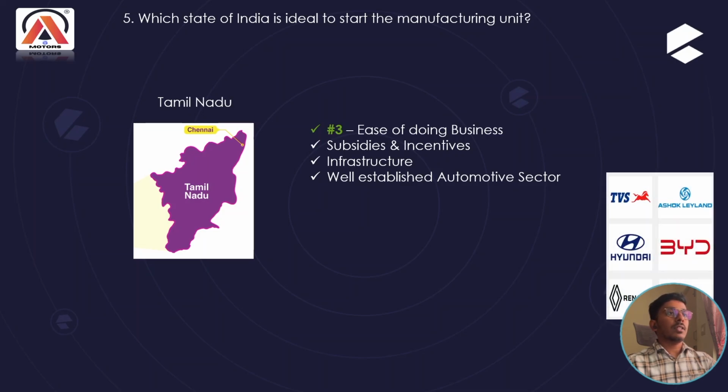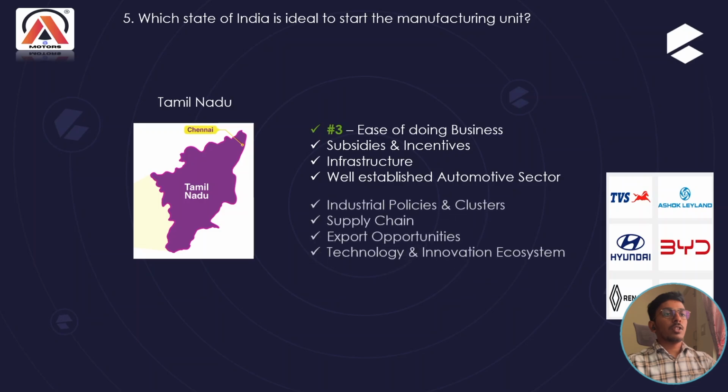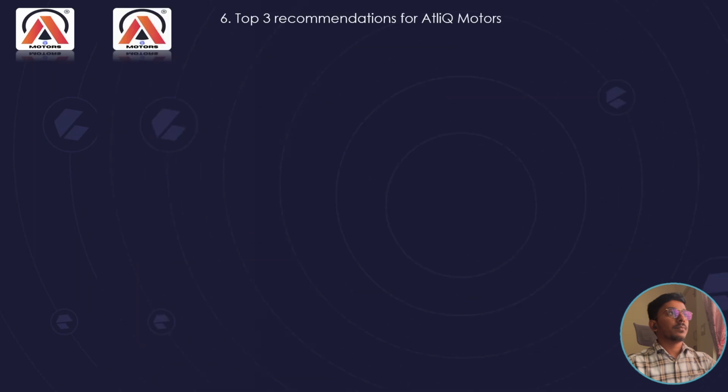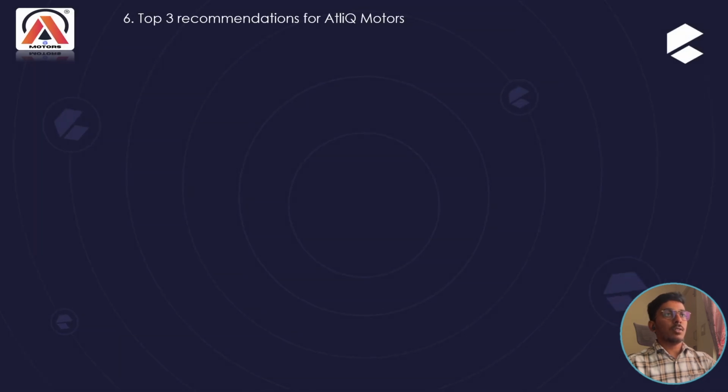Tamil Nadu is already having a well-established automotive sector, which can help Atlic Motors for its supply chain needs. You can see here TVS, Ashok Leyland, Hyundai, BYD, Renault, and others already have their manufacturing hubs in Tamil Nadu. Also, Tamil Nadu is ranking high on export and import opportunities due to its well-established ports across its vast coastal line. Considering all these, Tamil Nadu appears to be the best and ideal state for Atlic Motors to start their manufacturing unit.